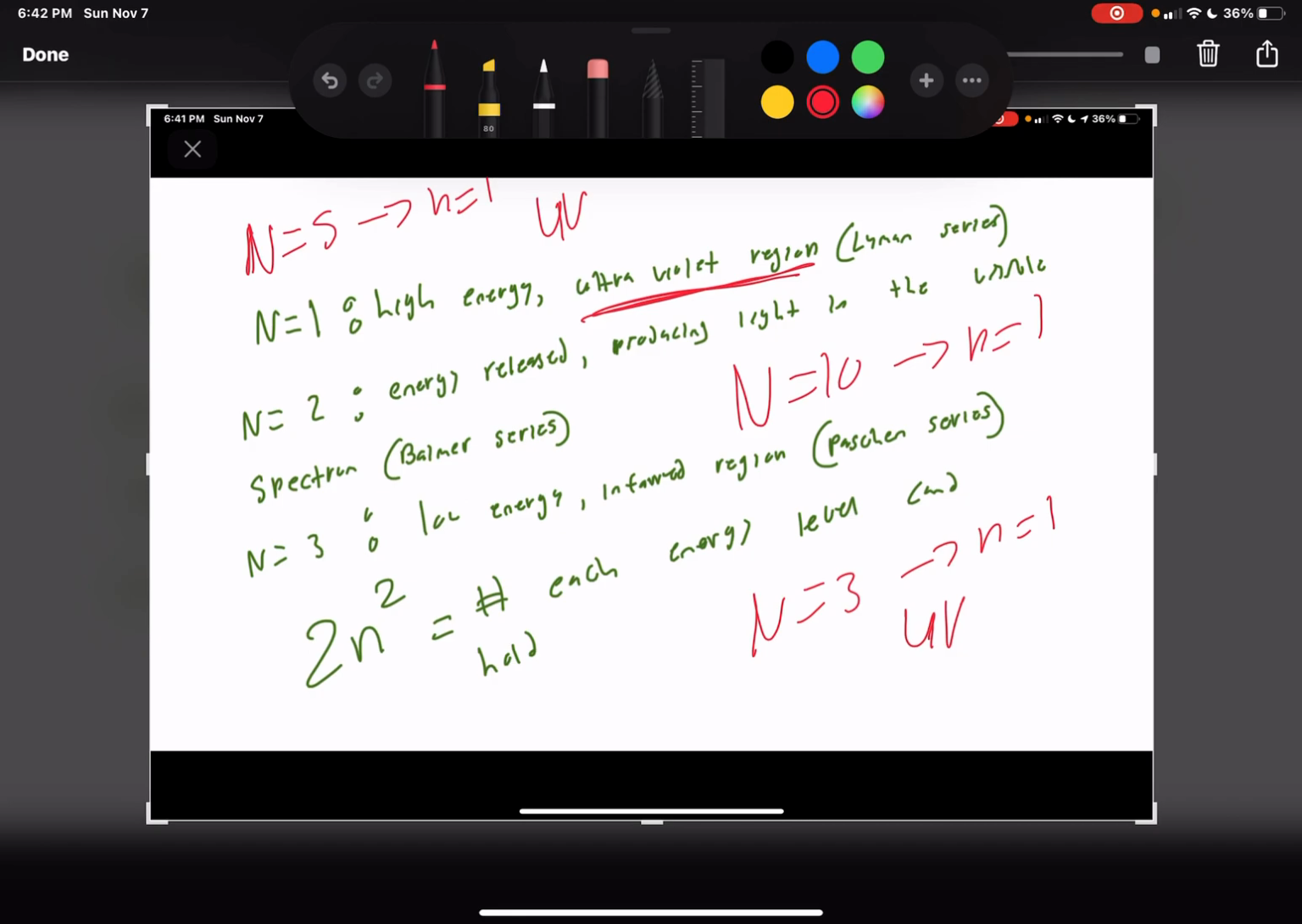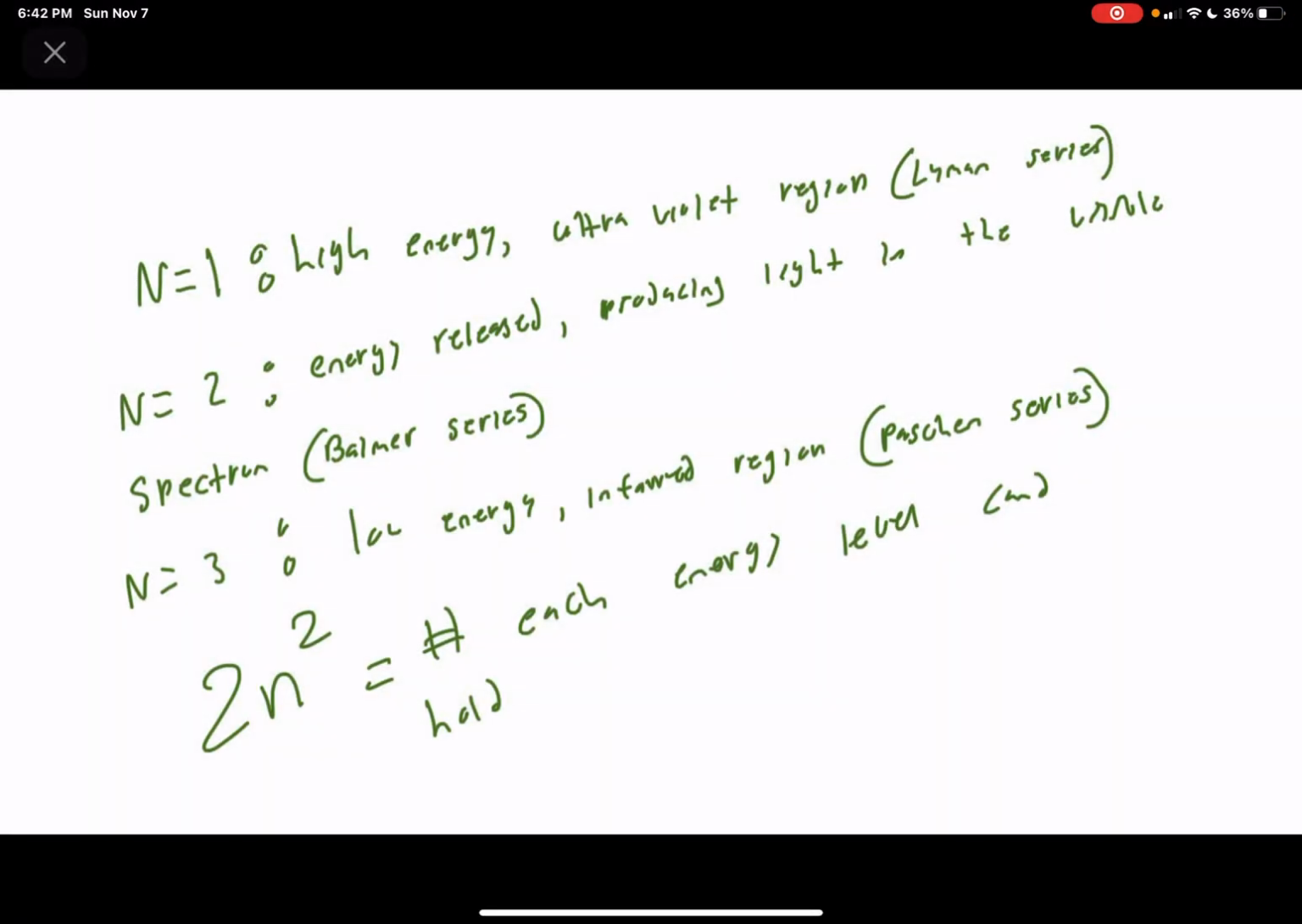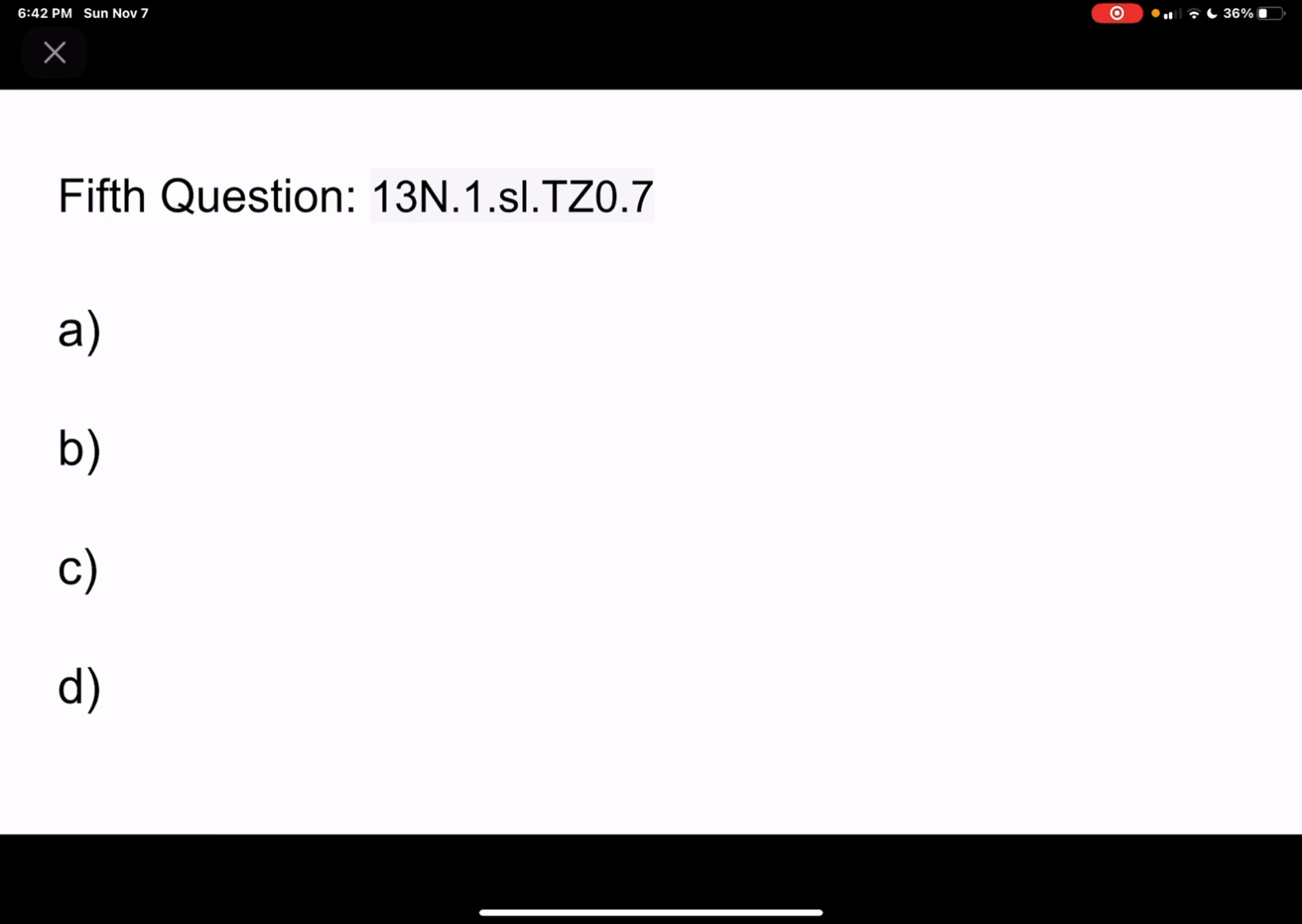So as long as it dropped down from a higher energy level, like n equal 10, to a lower energy level of n equal 1, then it produces UV. If it dropped down to n equal 2 or n equal 3, then they're wrong answers. It has to drop down to n equal 1 from a higher level. So this means that the correct answer is D. So the correct answer here would be D.